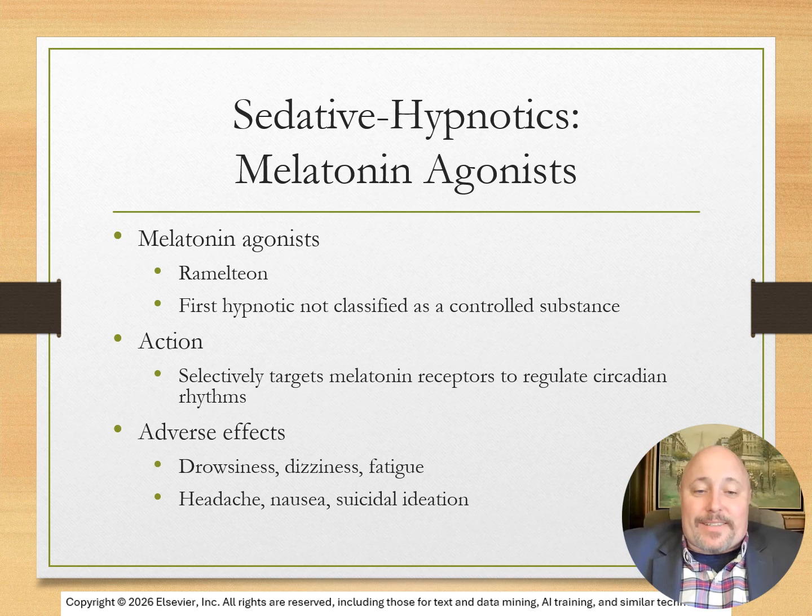Melatonin agonists, like Ramelteon. This is the first hypnotic not classified as a controlled substance. It works to selectively target the melatonin receptors and to regulate circadian rhythms. It has adverse effects like drowsiness, dizziness, fatigue, headache, nausea, and suicidal ideations.